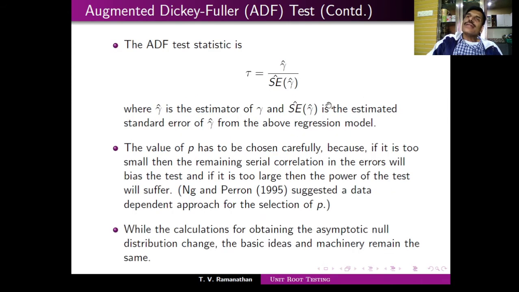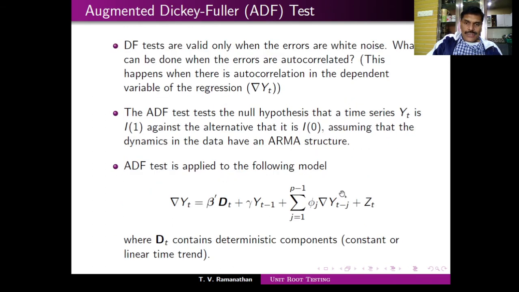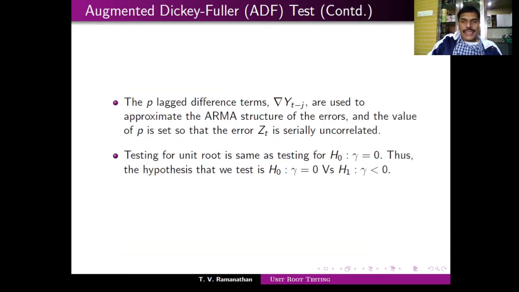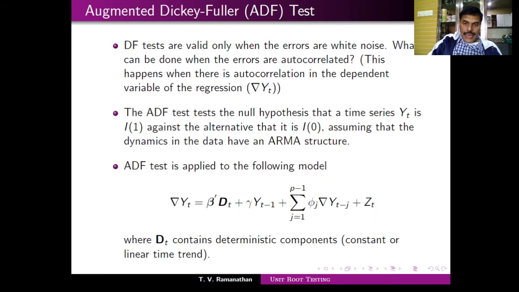And the usual test statistic is the same. The ADF test statistic is the same as the Dickey-Fuller test statistic, which is the t statistic. We call it a t statistic because this is a kind of regression equation and you are estimating this coefficient. You test for gamma equal to 0, which is gamma hat divided by the standard error of gamma hat. The beauty here is that you get the same distribution.